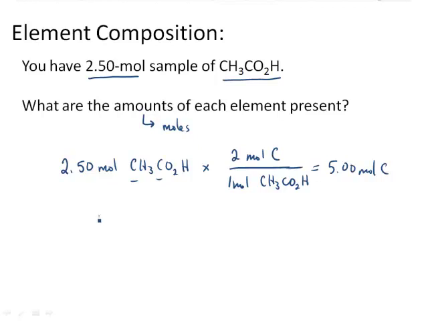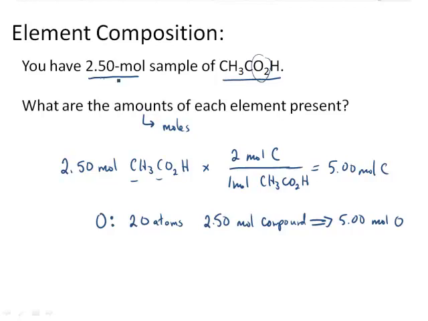So for oxygen, let's do oxygen first and then hydrogen. There are 2 oxygen atoms in your compound. So 2.5 moles of your compound means that there's 5.00 moles of oxygen atoms. And that's because there are 2 oxygens for each mole of compound. There's 2.5 moles of compound, so it's twice as much.